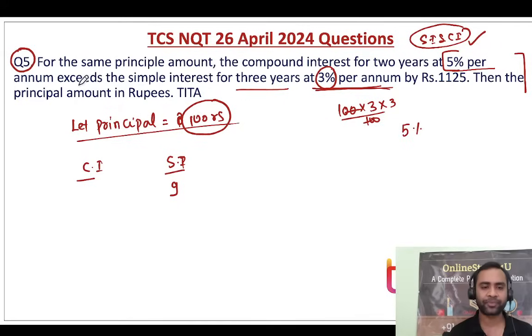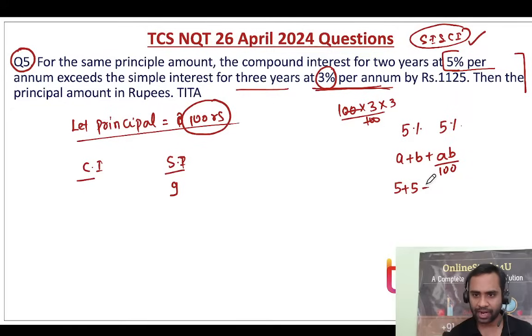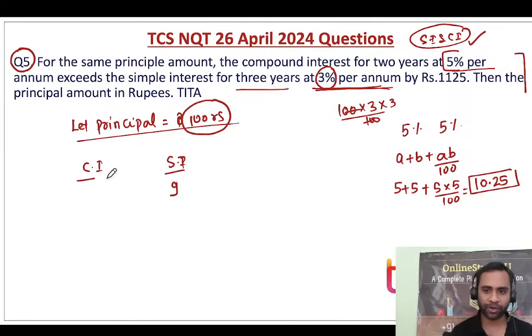And compound interest at 5% per annum for 2 years. I have taught you in compound interest that you can calculate the cumulative percentage like this: 5 plus 5 plus 5 into 5 by 100. So this will be nothing but 10.25. Now, the difference in value is nothing but 1125 rupees.